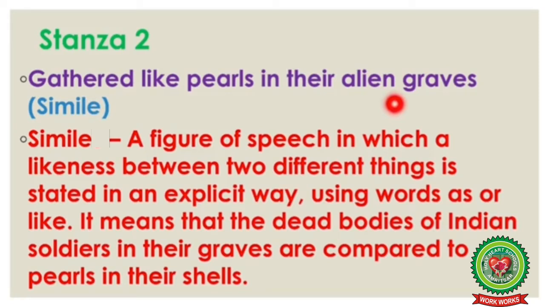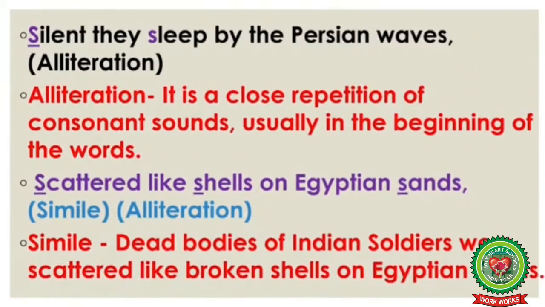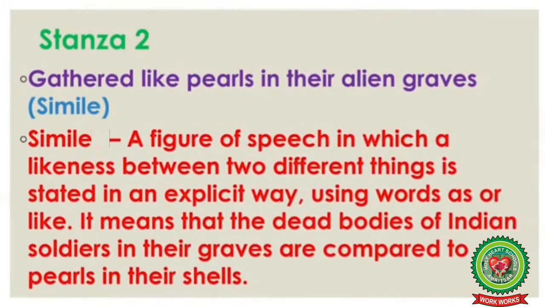Gathered like pearls in their alien graves, silent they sleep by the Persian waves. Now, first line, gathered like pearls in their alien graves. What is Mother India saying here? Mother India's soft and tender feelings for her brave soldiers are seen through the words like pearls. She refers to her brave sons as pearls in oysters. Through the simile, she compares the dead soldiers lying in graves in foreign lands to beautiful pearls in oysters. So in this line, the poet has used simile.